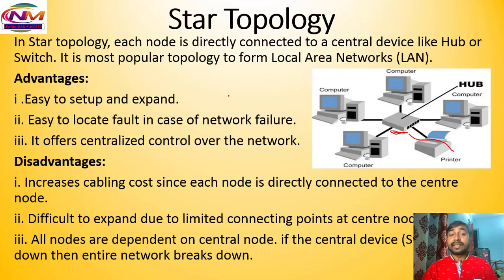It is easy to locate and halt in case of network failure. If any system is not working properly, we can easily find the fault, where the machine is creating the fault. Suppose this machine is directly connected to this device. If this machine is creating a problem, we have to check the cable from this machine to the device. We don't have to check the entire system, only the machine which is creating the problem. So we can easily detect and troubleshoot the problem.